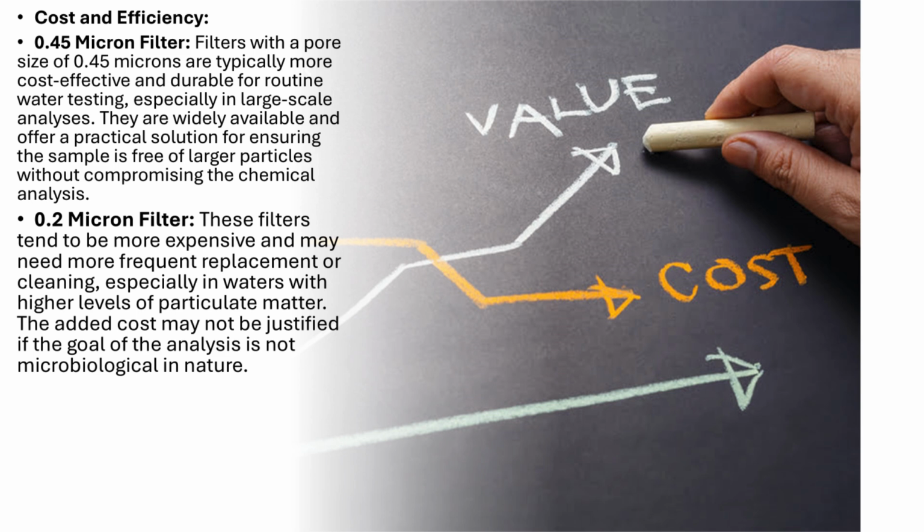0.45 micron filter. Filters with a pore size of 0.45 microns are typically more cost-effective and durable for routine water testing, especially in large-scale analyses. They are widely available and offer a practical solution for ensuring the sample is free of larger particles without compromising the chemical analysis.